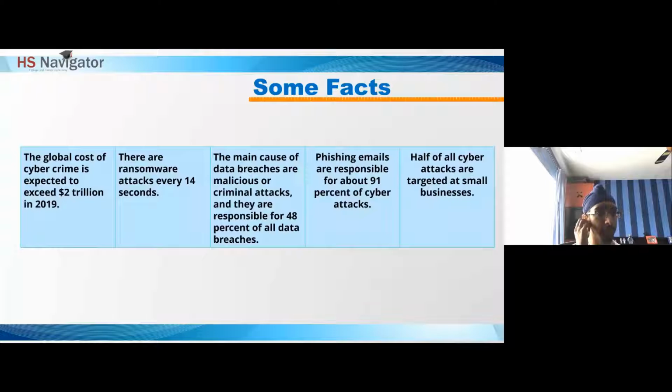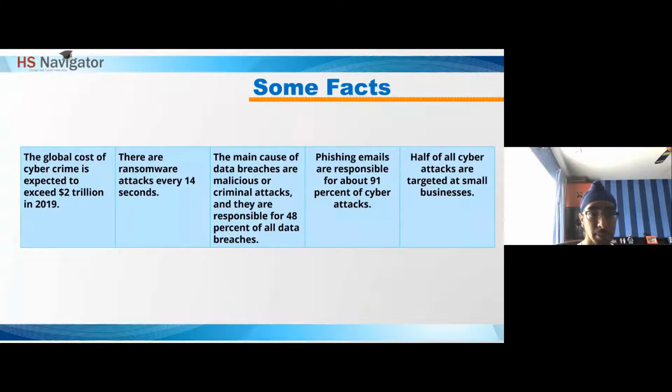And finally, some facts about cybersecurity are that the global cost of cybercrime is expected to exceed $2 trillion in 2019. So there's a lot of cybercrime in the world, but there's also a lot of open opportunities for cybersecurity workers, people who work in cybersecurity, to prevent those threats. And there are ransomware attacks every 14 seconds, which can vary based on day to day. And the main causes of data breaches, like you always hear about data breaches, like people's accounts were leaked or Facebook had a data breach, are malicious and criminal attacks. And those are responsible for 48% of all data breaches.